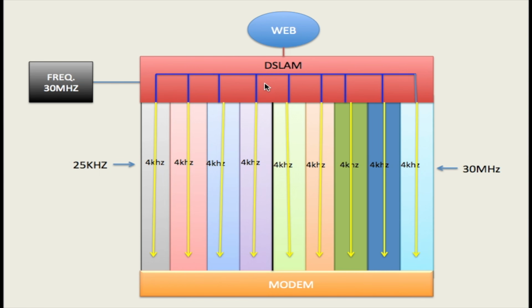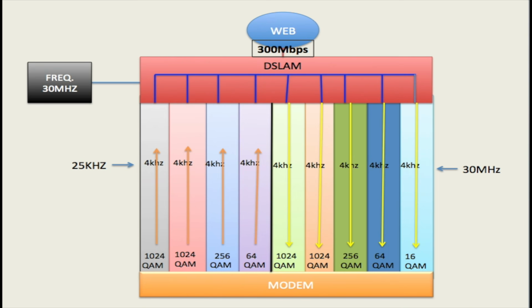When the DSLAM receives this information, it will make a note on how much data can be sent on each one of these channels based on the information that it got back from the modem. Now ultimately, the reason this is all being done, the DSLAM is trying to get this 300 megabits of data from the internet through to the modem. So the DSLAM will take the information that it got from the modem regarding the status of the lines, and it will prepare these channels for that data.